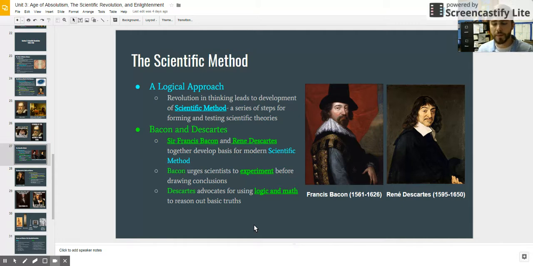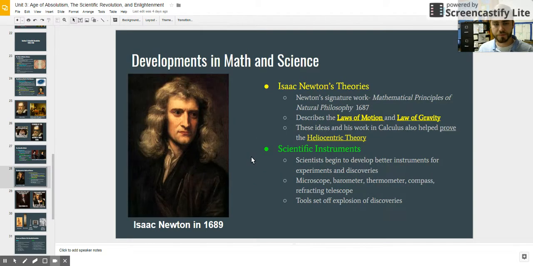We know that you use hypotheses and you test those hypotheses and you use analysis and you form conclusions based off those experiments and using the logic and mathematics that they talked about. And so this really made a great new discovery and allowed a lot of people to make a lot of discoveries as a result. So that was Francis Bacon and René Descartes improving the scientific method.